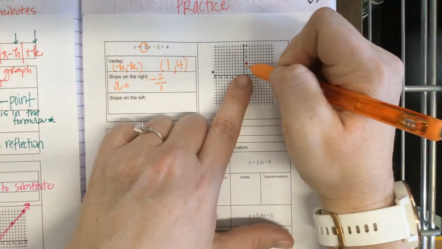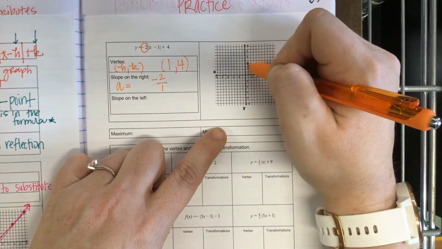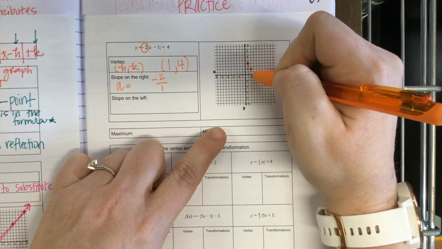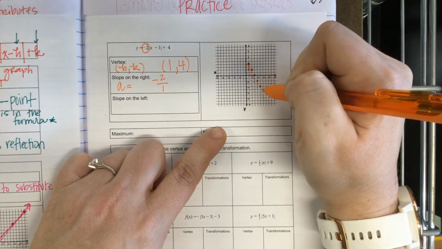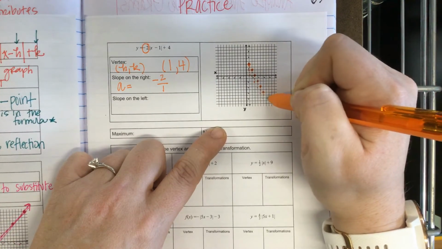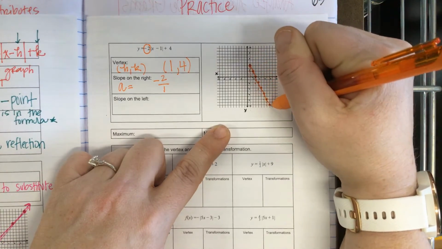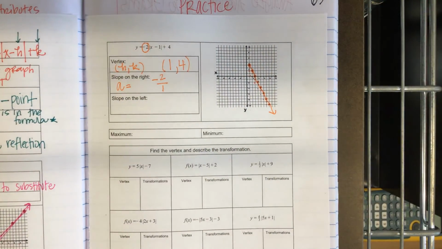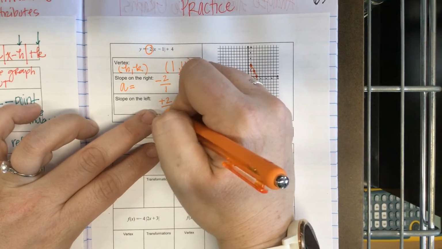Here we go. From this vertex, we're going to count the slope, which is negative 2 over 1. Go down 2 over 1. Down 2 over 1. I'm going to keep doing it because the more dots I have, the straighter my line is. So if my slope on my right side is negative 2 over 1, what do you think the slope on the left side is going to be? Yeah, it's going to be positive 2 over 1.